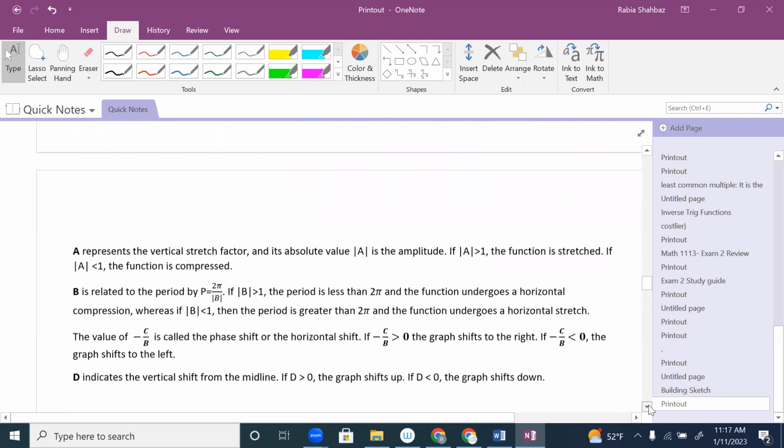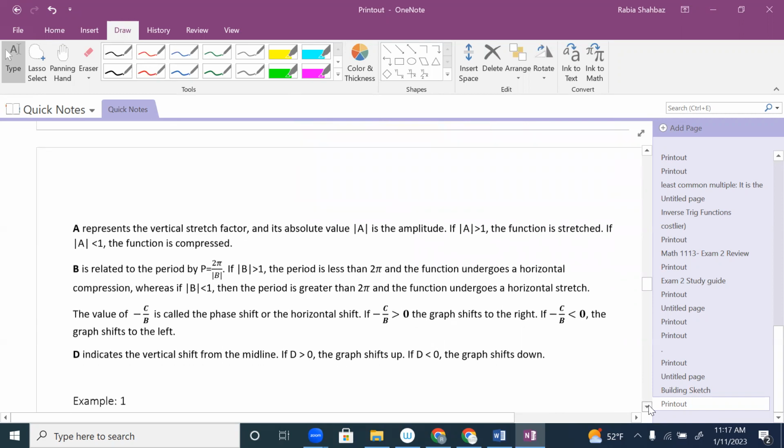A, the leading coefficient, determines the amplitude of the graph. If we take the absolute value of A, this gives us the height or the amplitude of our sinusoidal function. The amplitude is the distance between the midline and the maximum value, or the midline and the minimum value, in both sine and cosine graphs. Since it's the height, we take the absolute value of A because the height is not negative.